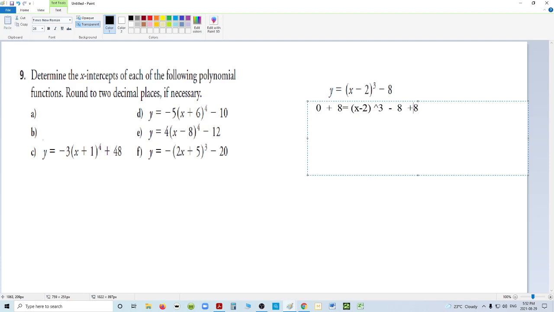So I'm left with 8 on this left side, and these cancel out here. Then I have to take the cube root of 8, or take the cube root on both sides to get rid of this power of 3. If I take the cube root of 8 on this left side, there's two possible cube roots of 8, minus 2 and positive 2, which means I'm left with minus 2 is equal to x minus 2, and plus 2 is equal to x minus 2.